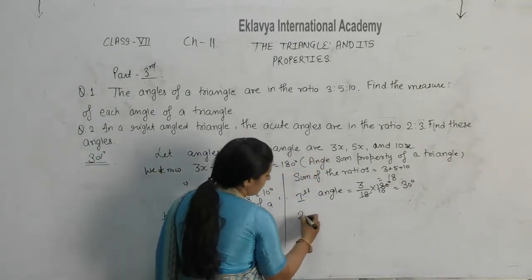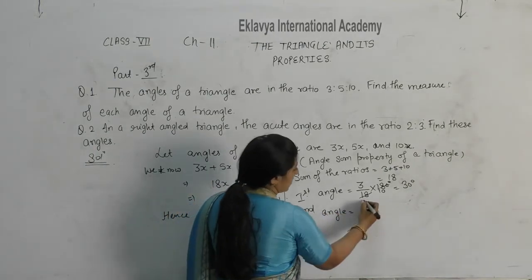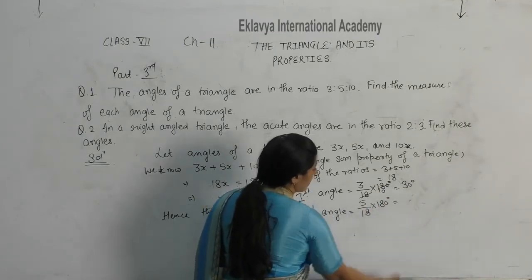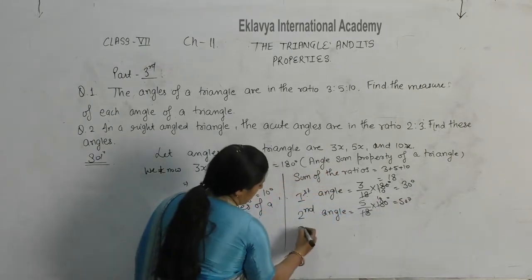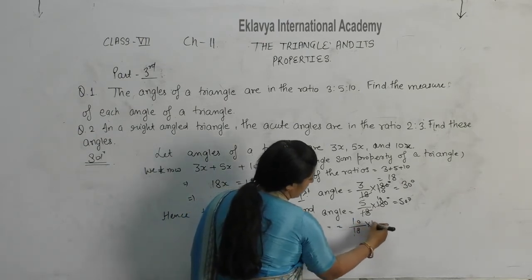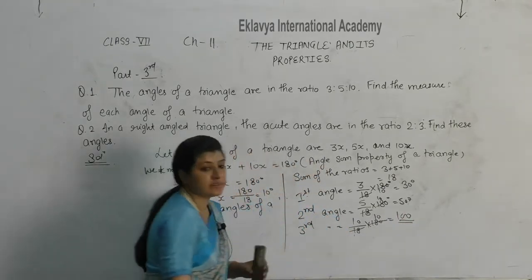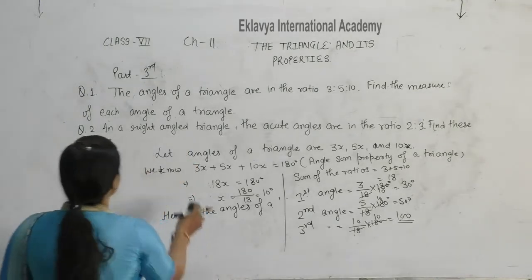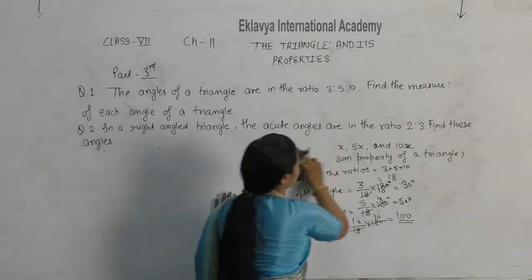Similarly the second angle: ratio 5, sum 18 and sum of angles is equal to 180 degree, so it becomes 50 degree. And the third angle: 10 divided by 18 into 180, 10 into 10, 100 degree. So this way also we can find out all three angles. We can solve the problems of ratios.